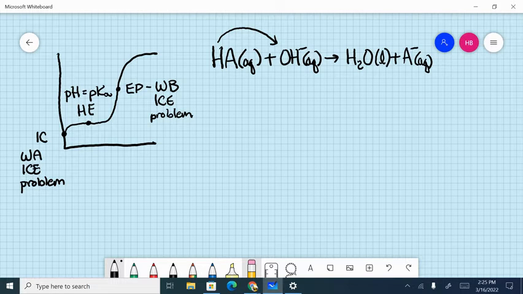Our problem states that a 0.700 gram sample of an unknown weak monoprotic organic acid HA is dissolved in sufficient water to make 50.0 milliliters of solution. So let's write down what we have. We have 0.700 grams and 50 milliliters. And it is titrated with a 0.155 molar NaOH solution.